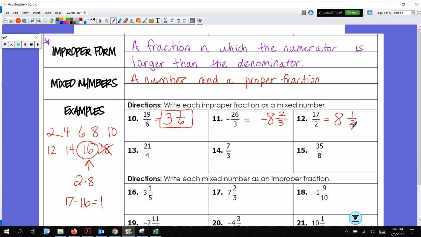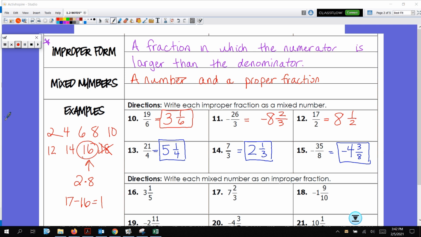All right, cool beans. Now you know how I do it. I'd like you to practice a little bit to see if you get it. So go ahead, pause the video, and do 13, 14, and 15 and see if you can turn them into mixed numbers. All right, so hopefully you did really well. 13 was 5 and 1/4, 14 was 2 and 1/3, and 15 is negative 4 and 3/8. Don't lose the negatives.